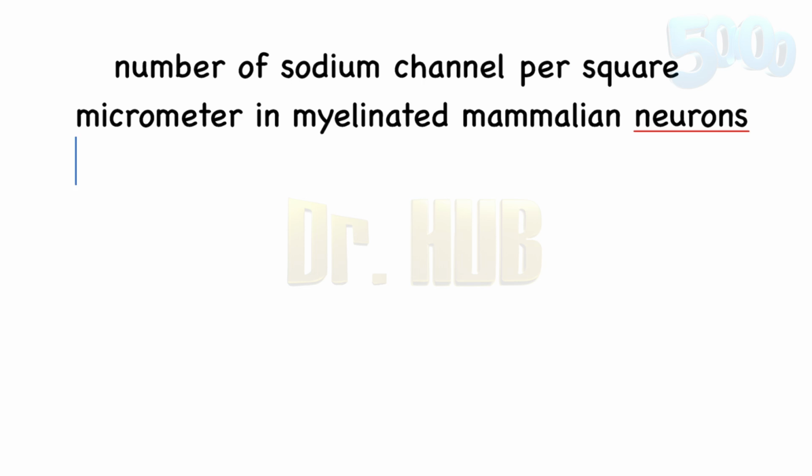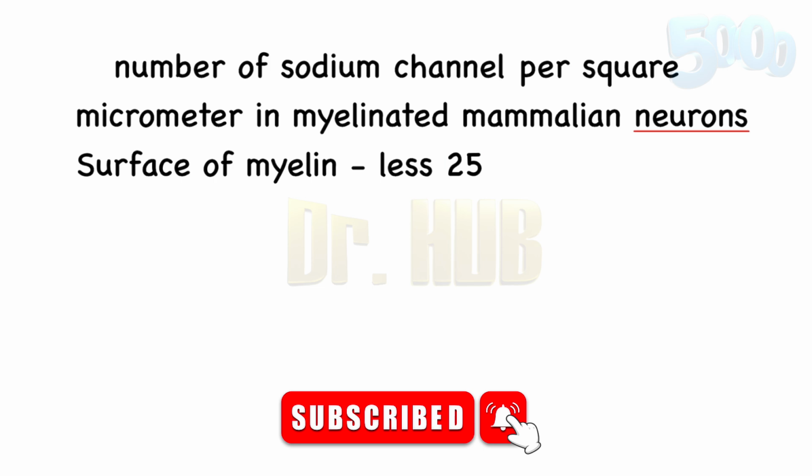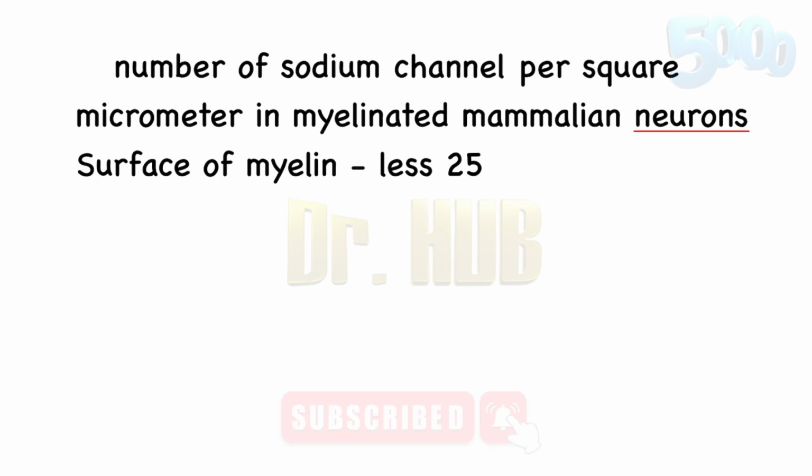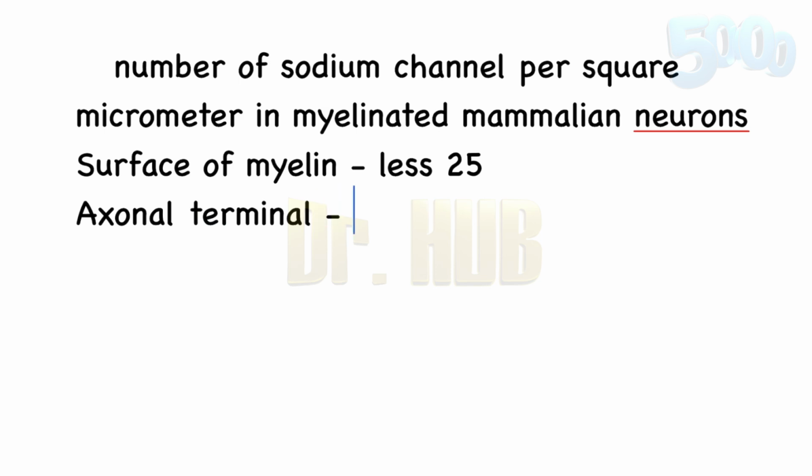So the first is the surface of the myelin. The surface of the myelin includes less than 25. And what about the axonal terminal? The axonal terminal is about 20 to 75. Then looking at the cell body, it will be around 50 to 75. So as we are increasing, the number increases. The axonal terminal is 20 to 75, then the cell body is slightly higher, that is 50 to 75.